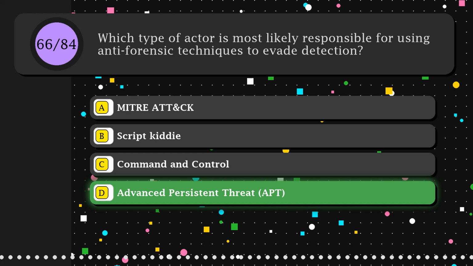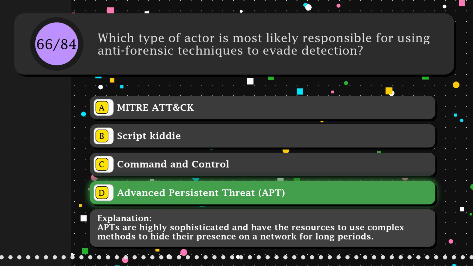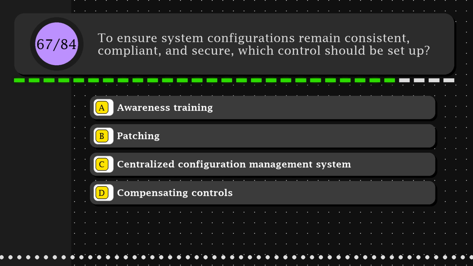Option D, Advanced Persistent Threat, APT. The correct answer is option D, Advanced Persistent Threat, APT. APTs are highly sophisticated and have the resources to use complex methods to hide their presence on a network for long periods. Question 67. To ensure system configurations remain consistent, compliant, and secure, which control should be set up?